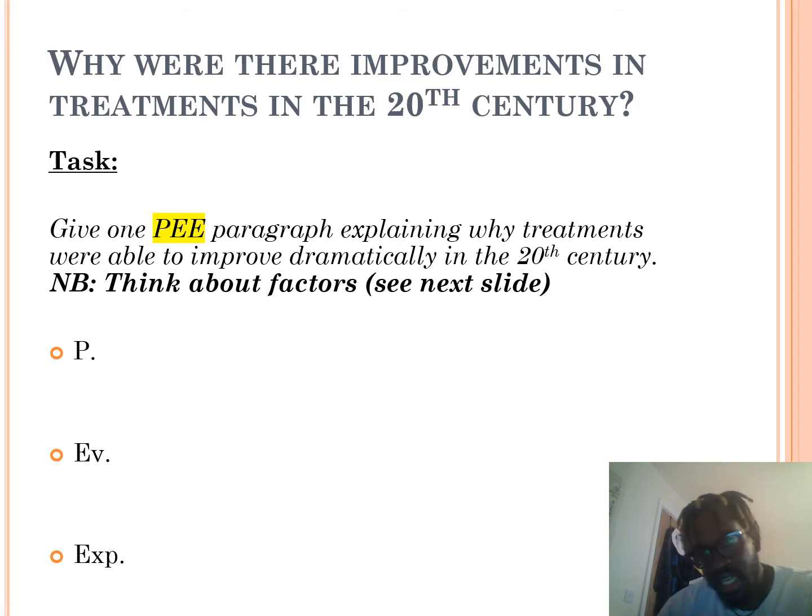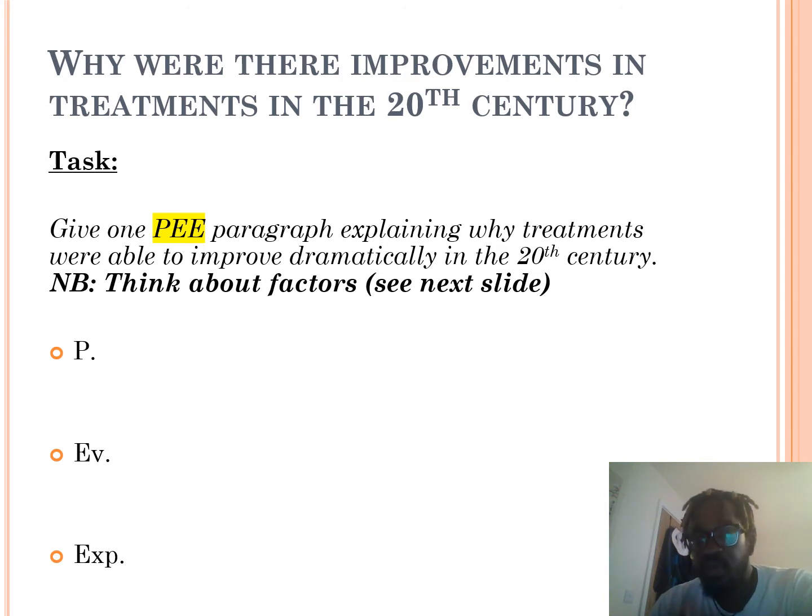This slide goes with the next slide as well, so you'll need to pause and then rewind to understand the two slides. Then I want you to give me one PEE paragraph: point, evidence, explanation. And I've said, so why were there improvements in treatments in the 20th century?